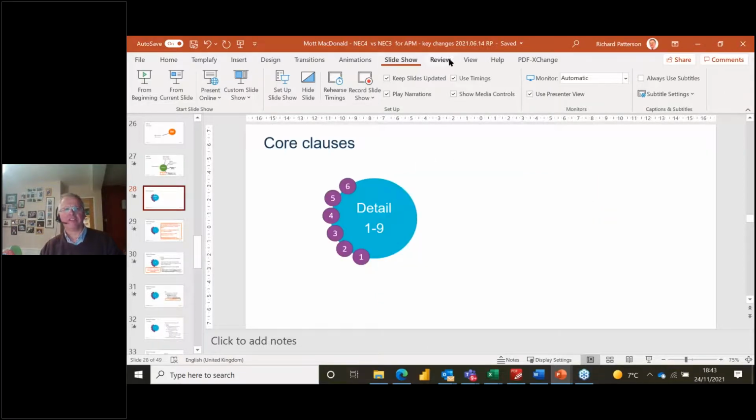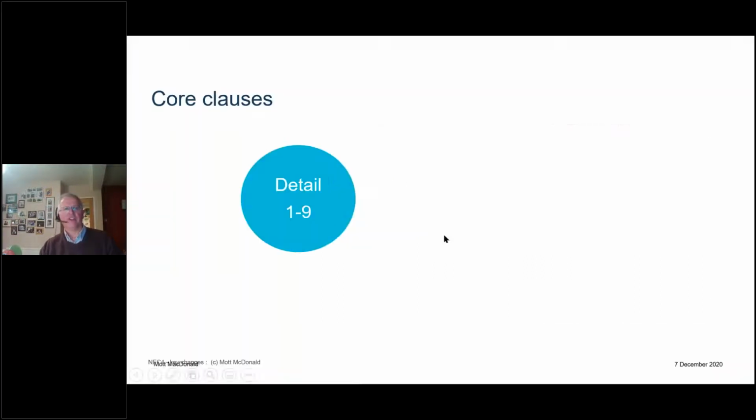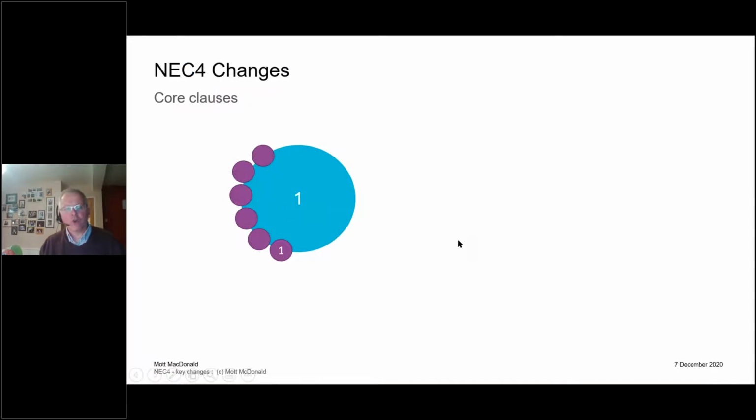So let's go back to the detail now. We're gradually going through. We've looked at the new contracts, we've looked at the new options. Now we're getting down into some of the detail. So some of you will know what those numbers mean. If not, you'll find out very briefly. Core clauses, part 1. These are the general clauses. I've already mentioned that 10.1 has been split into 2 clauses.